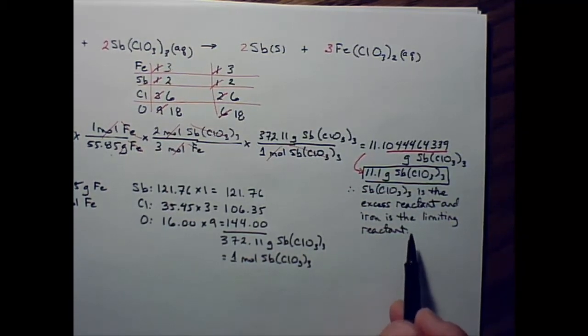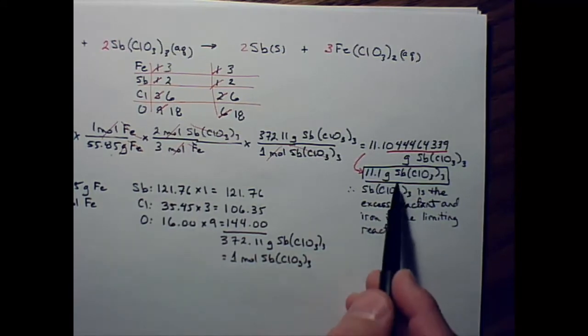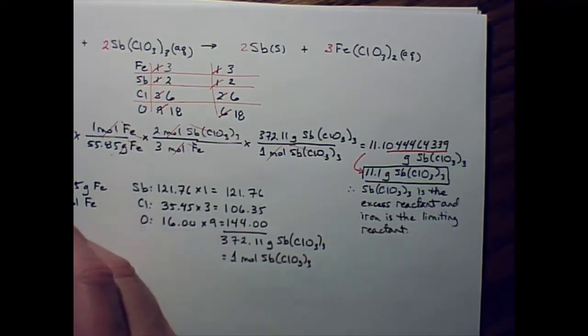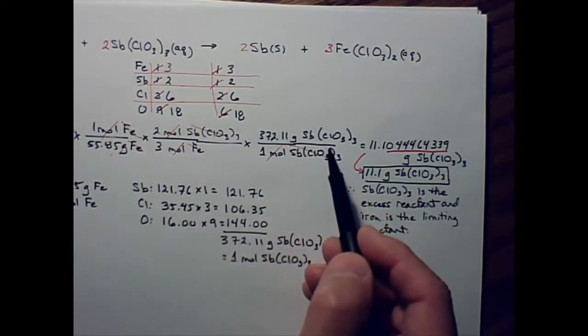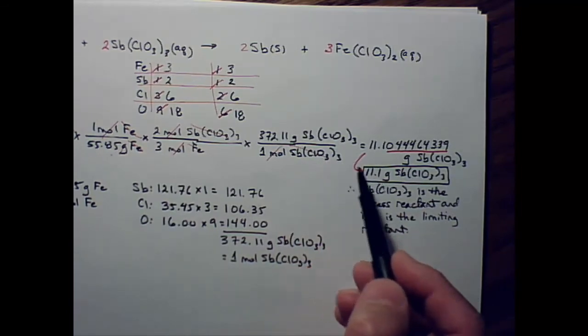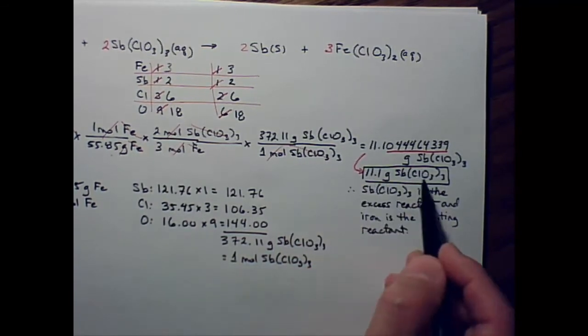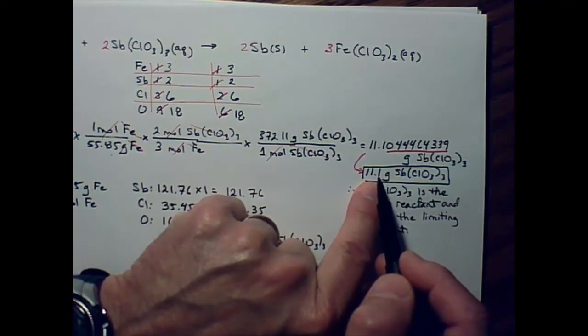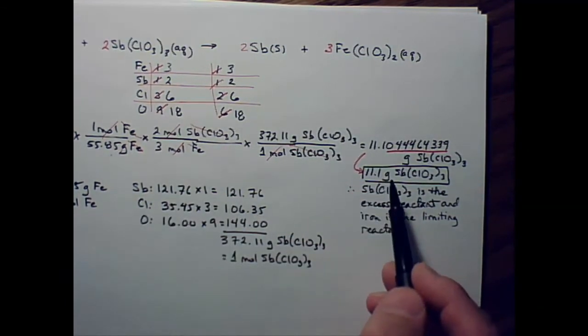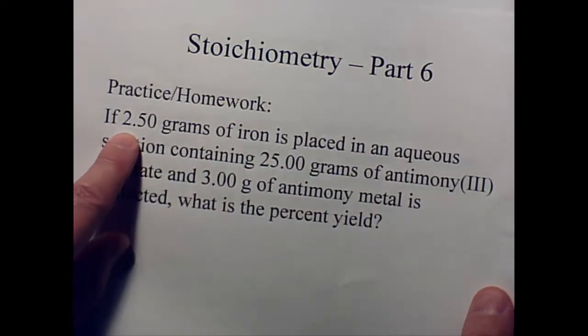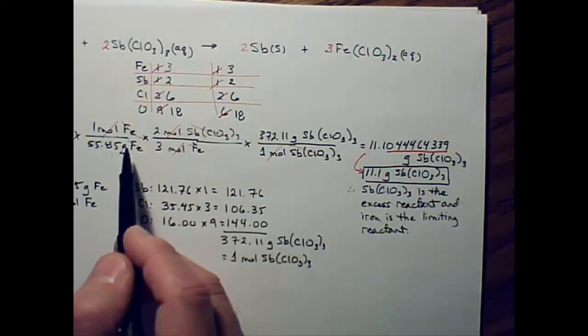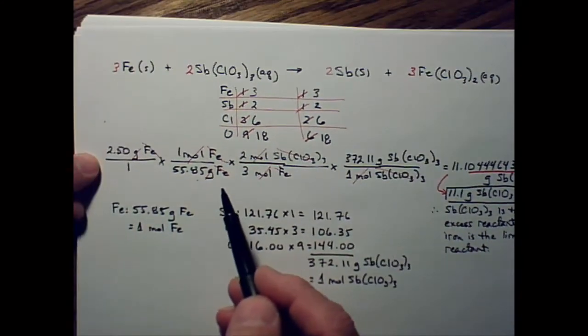And when I say given amount, if this were the limiting reactant, you wouldn't start with this amount. You start with the amount given in the problem. And the amount given in the problem of the limiting reactant, in this case, is 2.50 grams. Okay? So the next problem starts exactly the way we started this problem. We just got lucky here. All right?